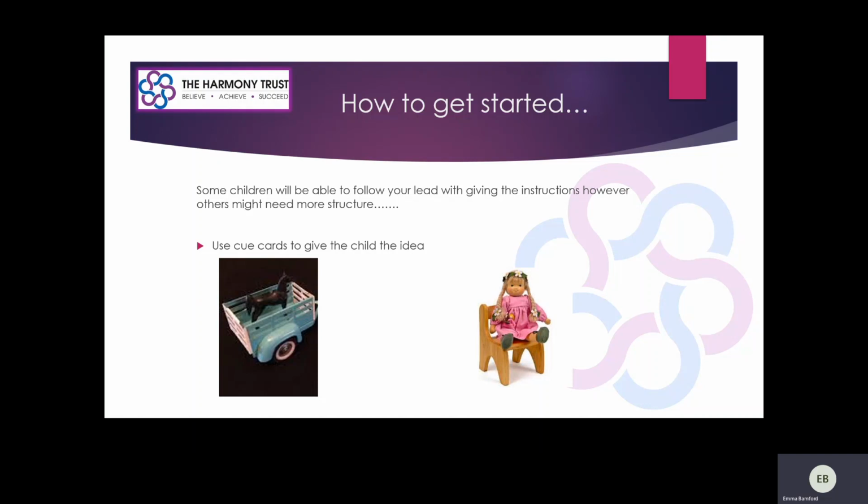So the first example here is a horse in a trailer. You have the objects that you need in front of you. So you have a horse and you have a trailer and you have another option, perhaps a sheep. And the child can look at the cue card to get an idea of what they should ask.